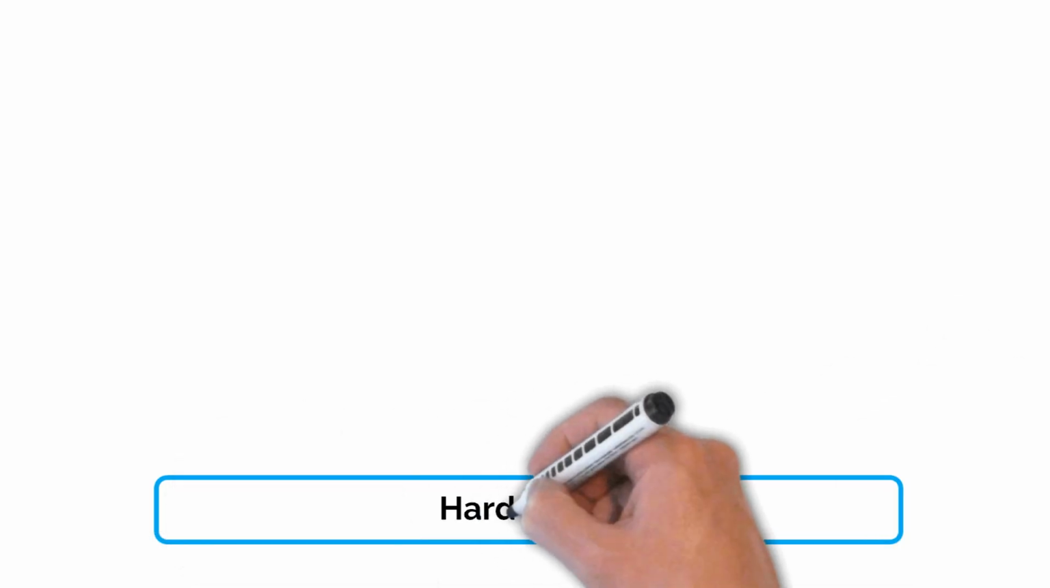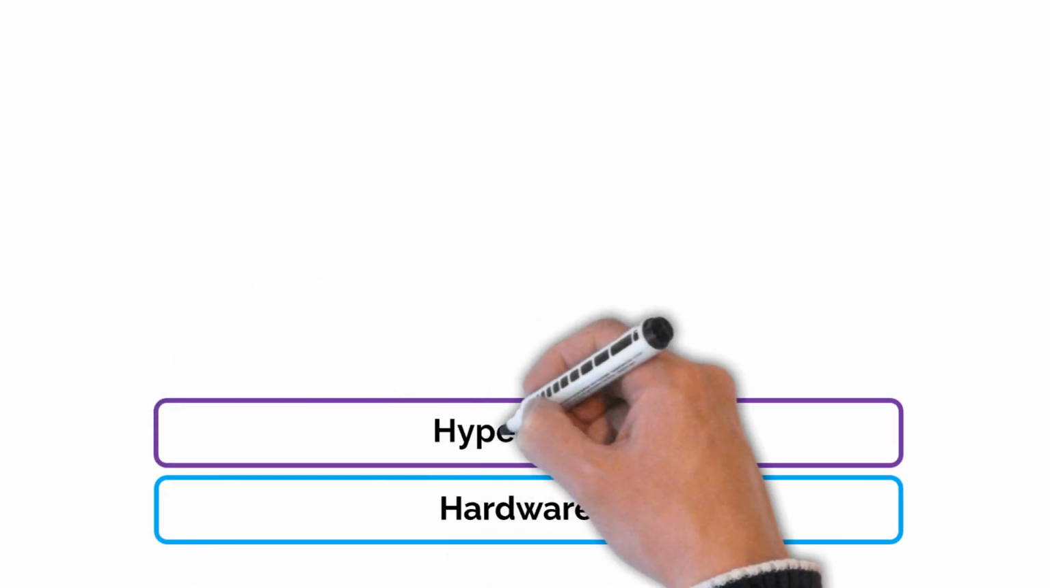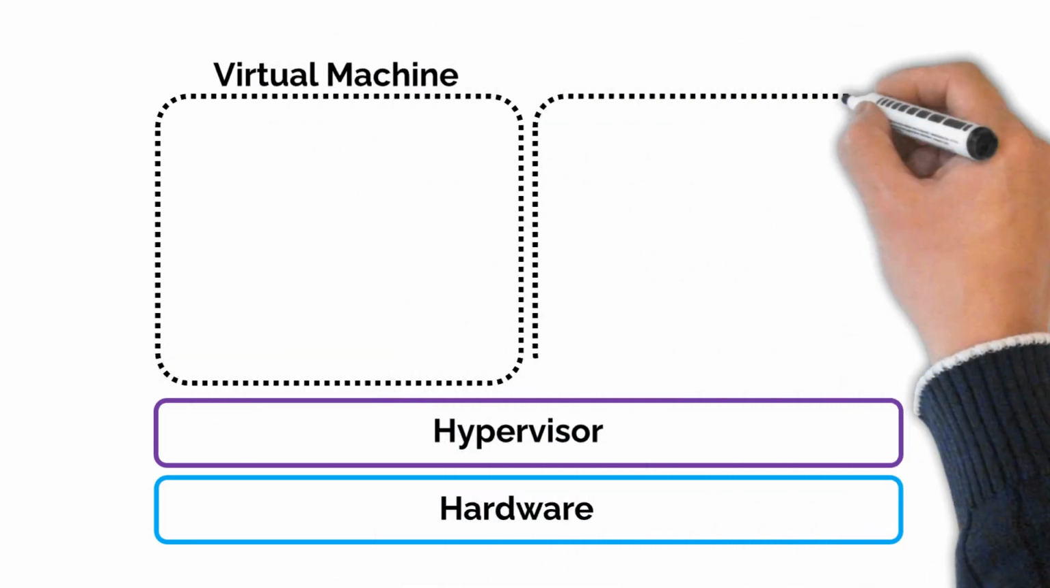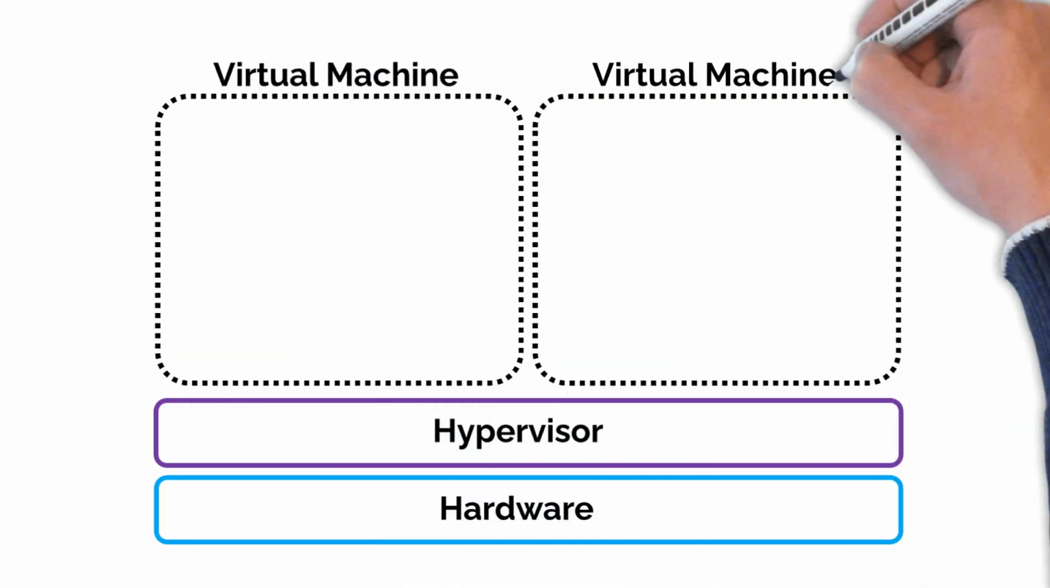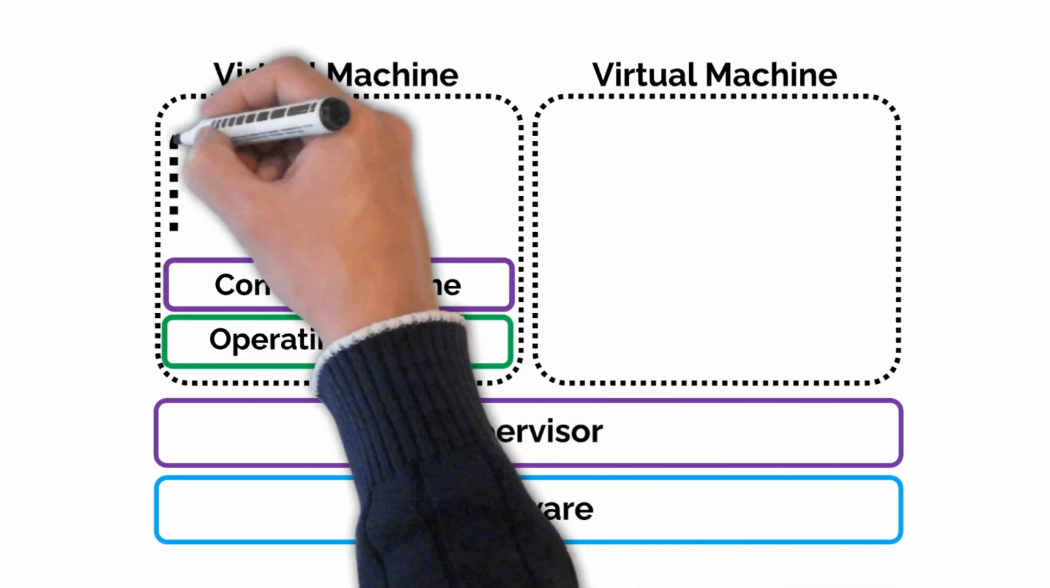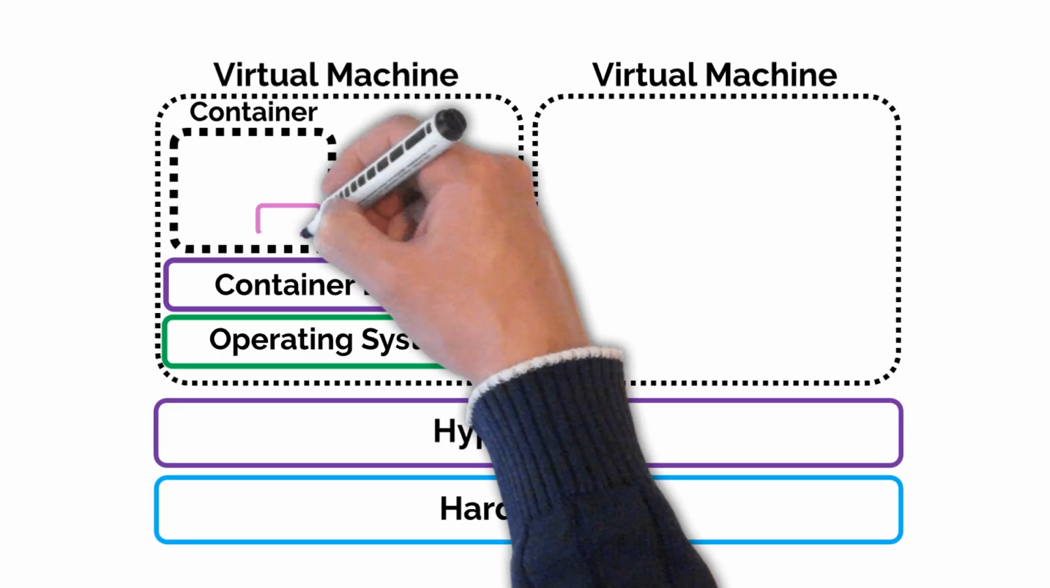In modern cloud environments, we often combine virtual machines and containers to get the best of both worlds. You start with the hardware and a Type 1 hypervisor. This runs directly on the physical machine and hosts several virtual machines. Inside the VM, there's an operating system, and on top of that, a container engine like Docker. That's where the containers run.